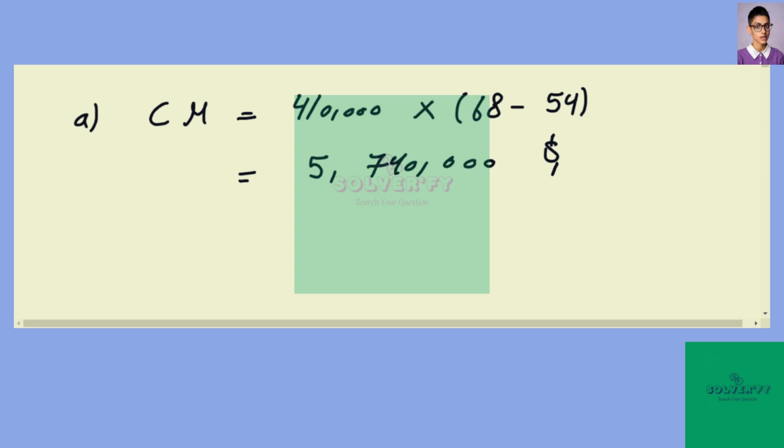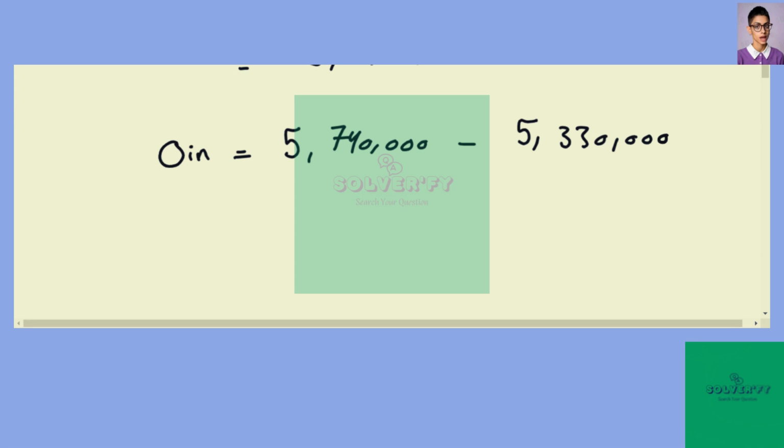Then we need to calculate the operating income for this case. The operating income is the contribution margin, which is 5,740,000, minus the fixed costs, which is 5,330,000. So the operating income is $410,000.